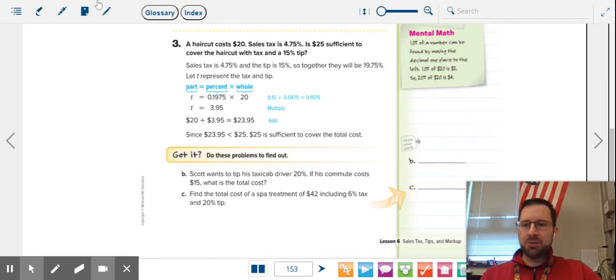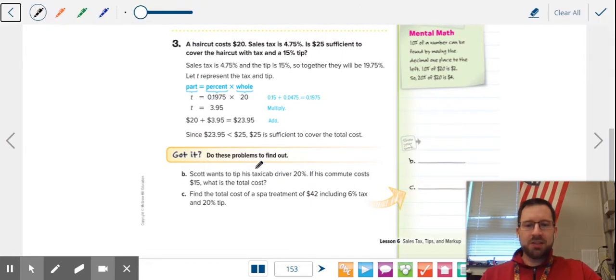So now we're at the bottom of page 153. Scott wants to tip his taxi cab driver 20%. His commute costs $15. What's the total cost? So first find the percent of a number. 20% times 15 is $3. So it's $3 plus $15 for the commute. So it's $18 total.